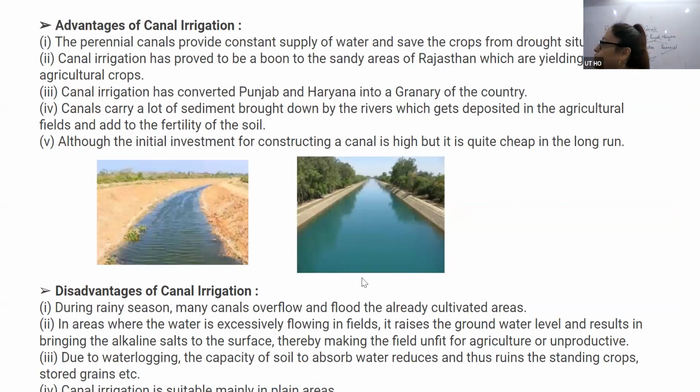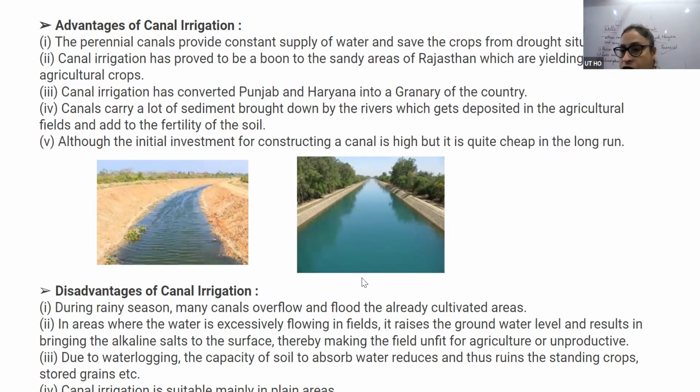Now, advantages of canal irrigation. You have it in your book? Yes, ma'am. So what you would do there, I can see around 6 points. So if there is something more here, you add it in your book only. In the model. So advantages of canal irrigation.